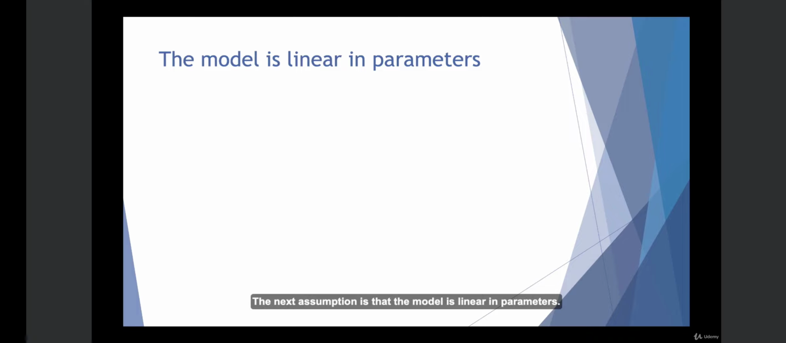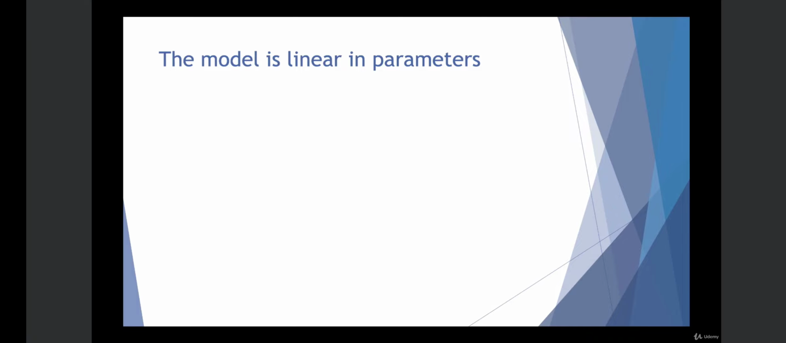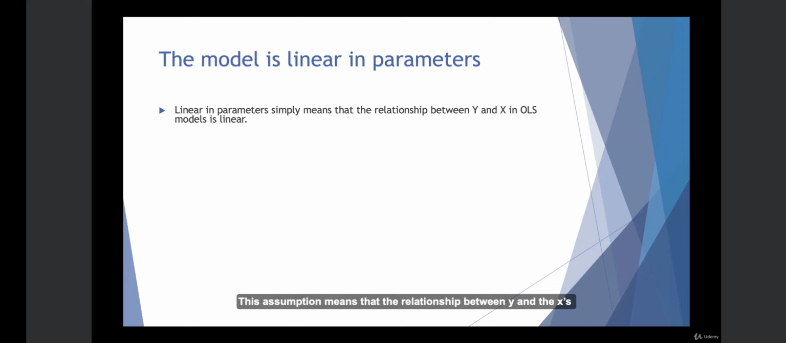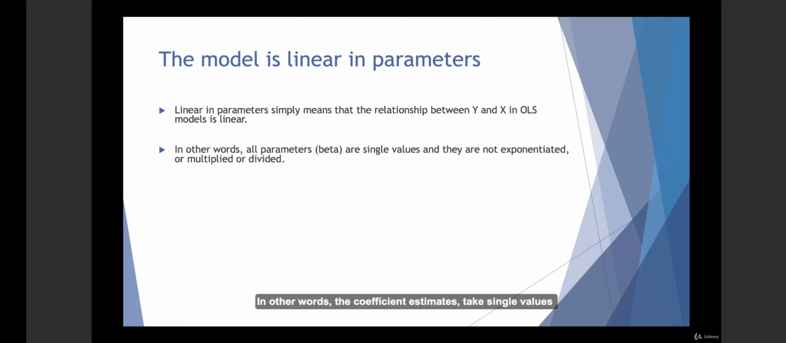The next assumption is that the model is linear in parameters. This assumption means that the relationship between y and the x's in the ordinary least squares model is linear. In other words, the coefficient estimates take single values and can only be added or subtracted. They cannot be exponentiated, divided, or multiplied. In general, this assumption makes ordinary least squares regression models easier to interpret.